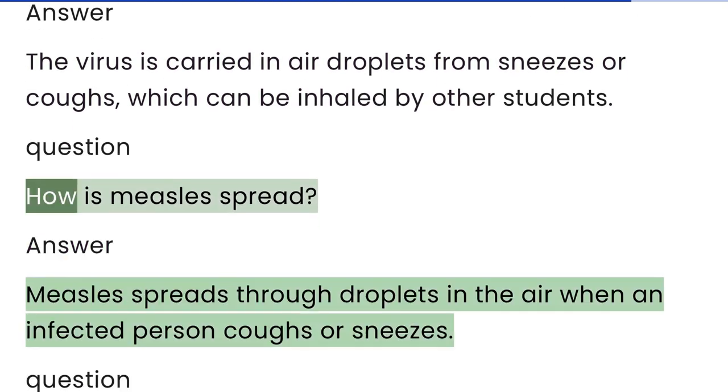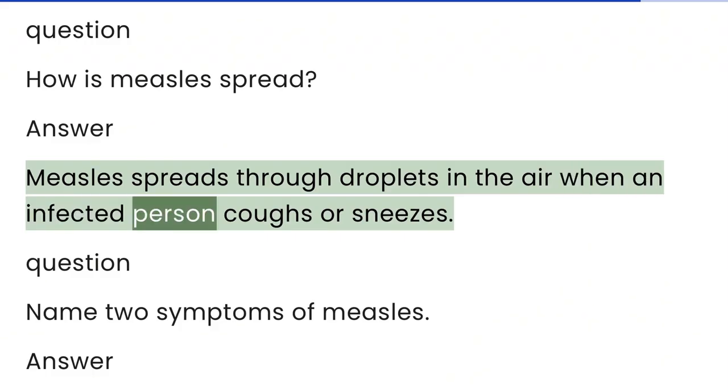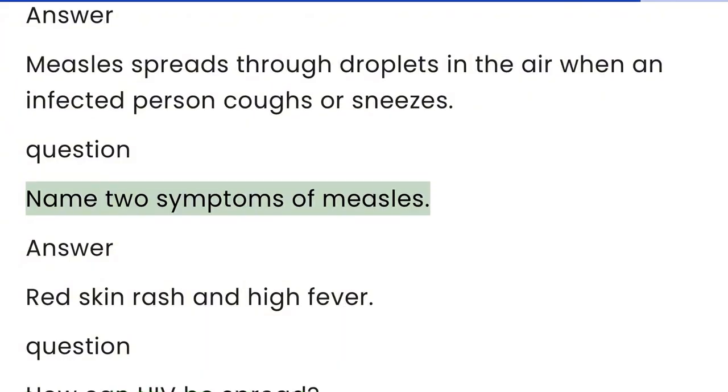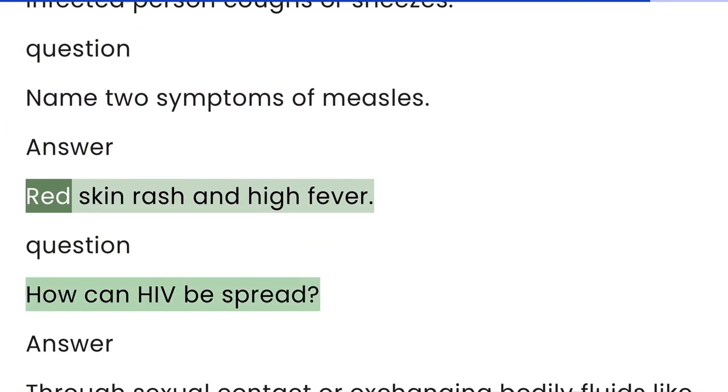Question: how is measles spread? Measles spreads through droplets in the air when an infected person coughs or sneezes. Question: name 2 symptoms of measles. Red skin rash and high fever.